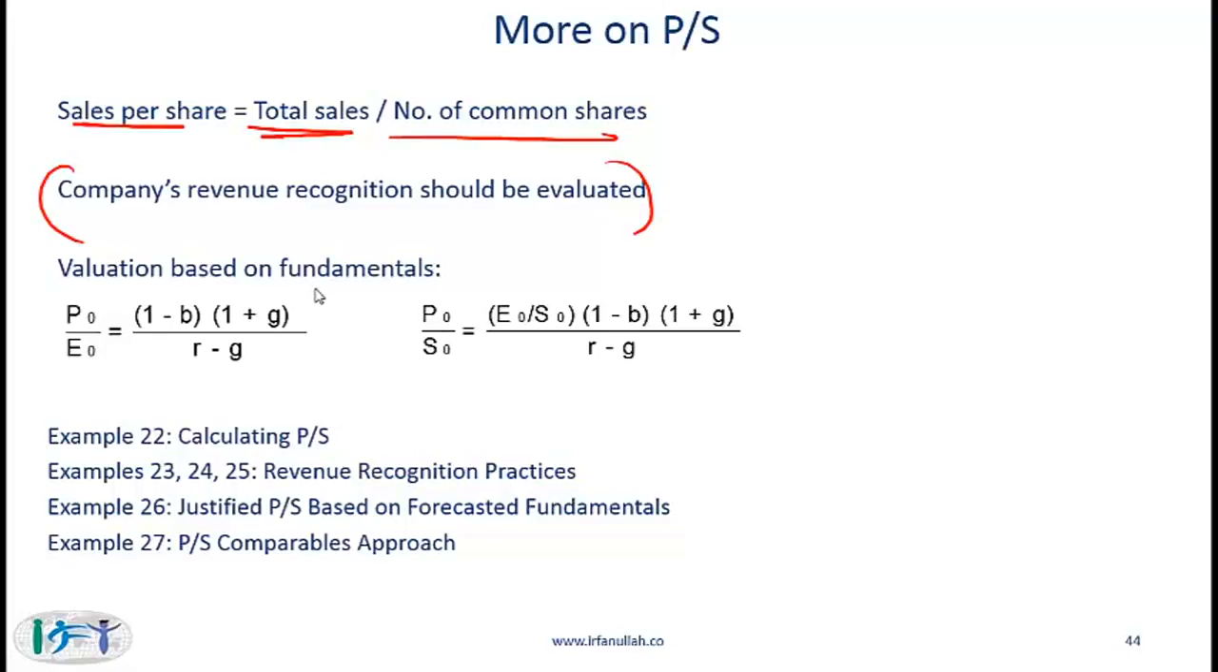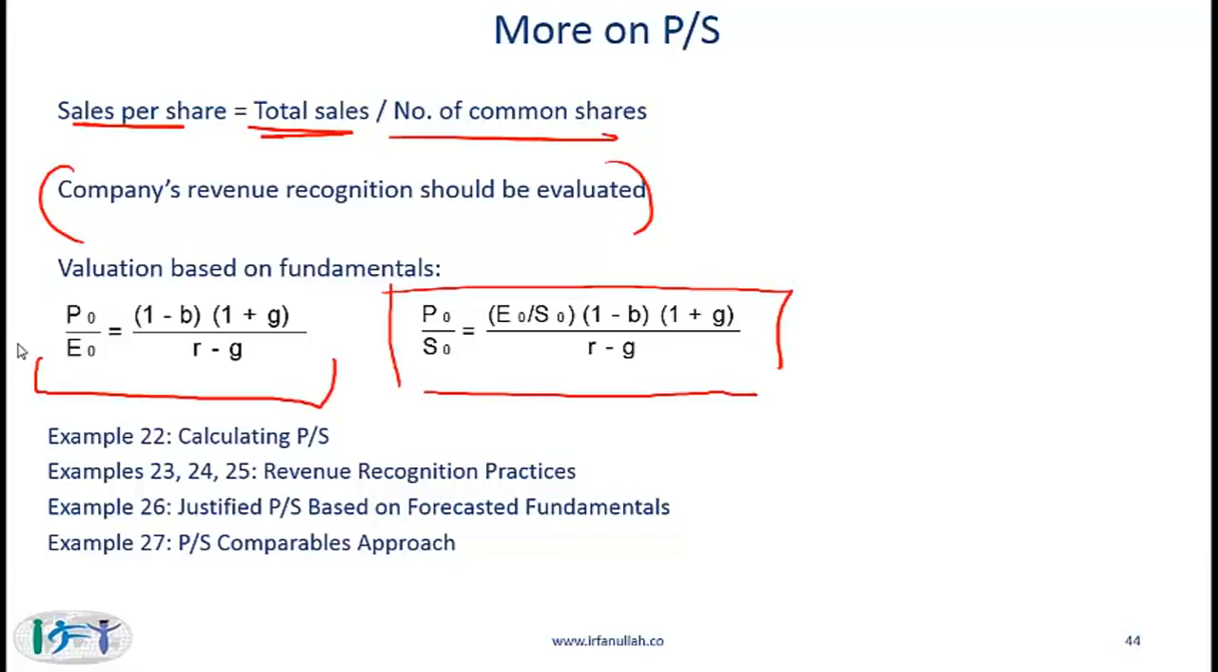Valuation based on fundamentals. This is the formula to remember, but where is it coming from? This, I hope, is familiar by now. So PE is simply, this is the trailing PE, this is the payout ratio actually. So it's the payout ratio into 1 plus g over r minus g.